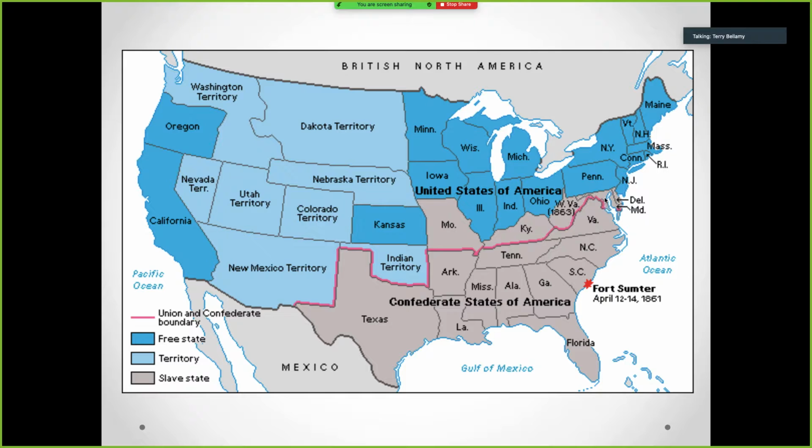What happens if Maryland, a border state, a slave state that remains loyal, decides to secede and join the Confederacy? Where's the capital of the United States located? You either got a lot of students that don't get it or you're just shy today. Help me out here or this is going to be a really long class. If Maryland decides to secede, where's the capital of the United States located? It's not in a state.